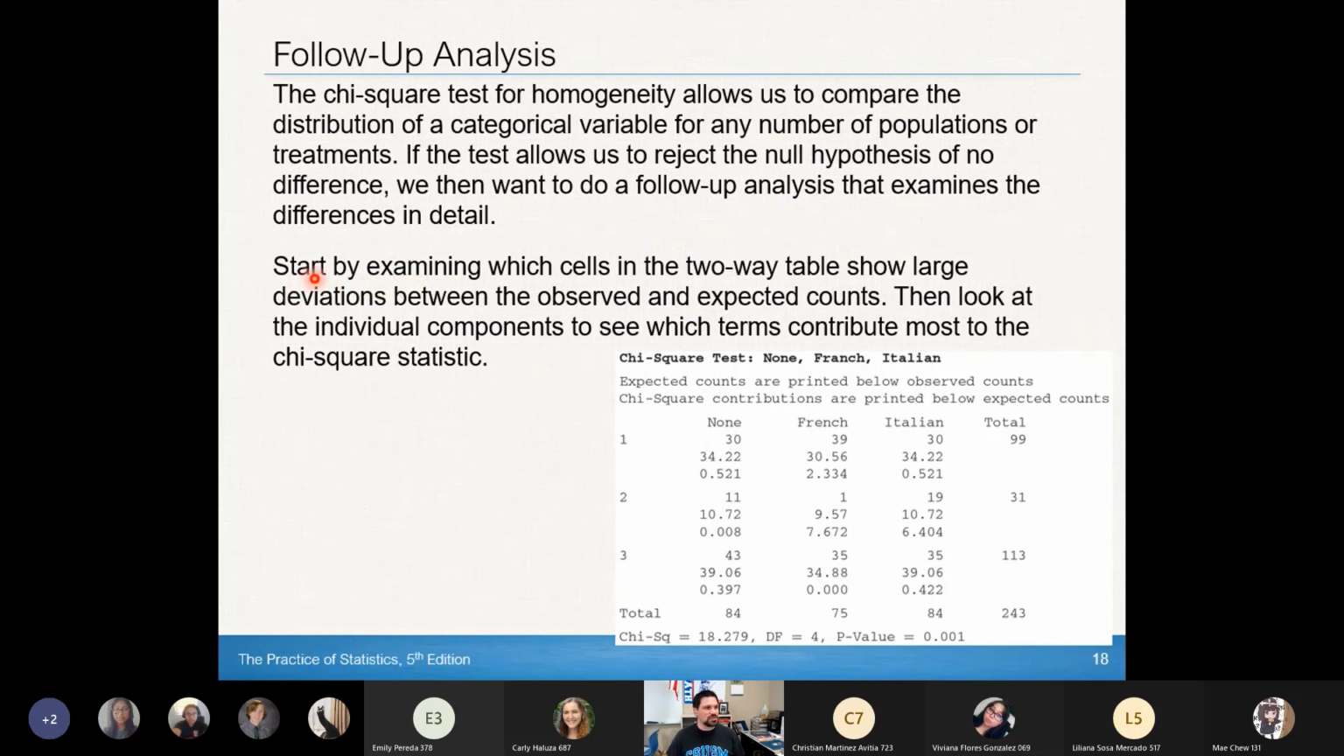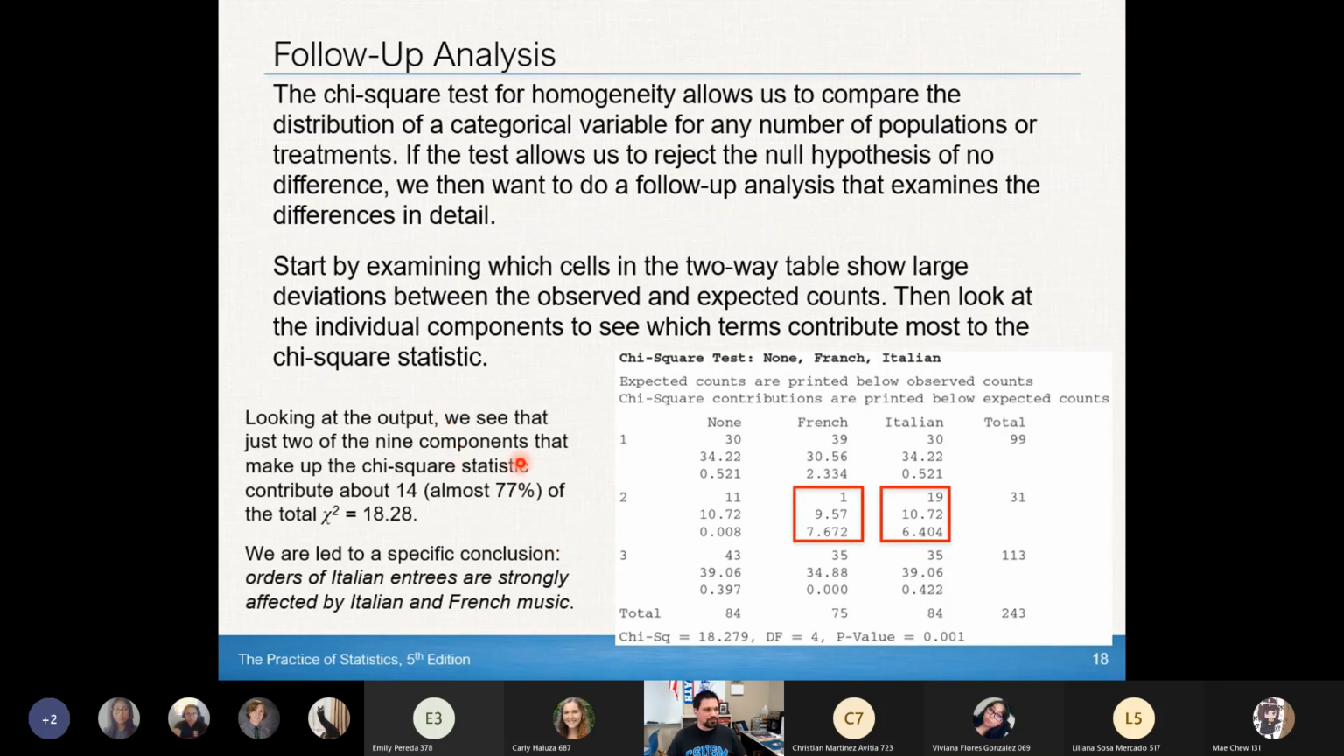We'll start by examining which cells in the two-way table show large deviations between the observed and expected counts. Then look at the individual components to see which terms contribute most to the chi-squared statistic. We have this data table here that shows the expected counts below the observed counts, and then the chi-square contribution below the expected counts for each of our 9 categories or 9 cells.